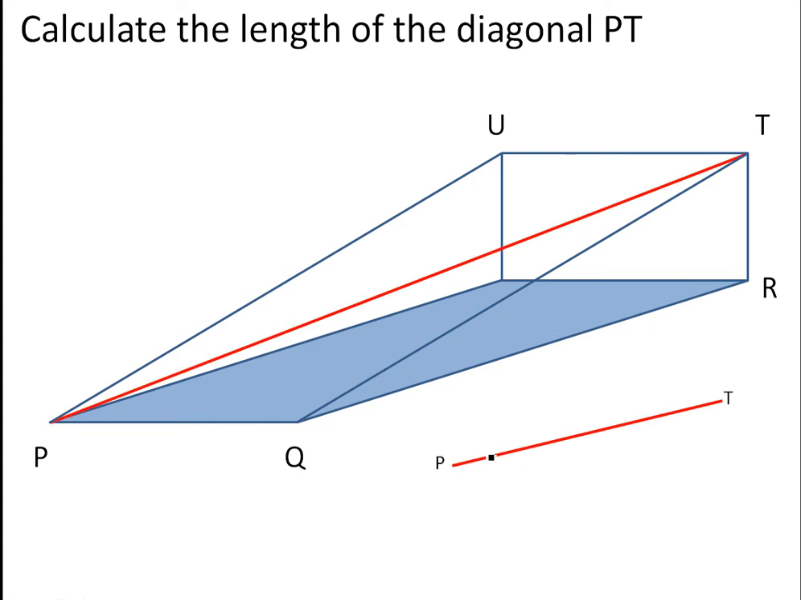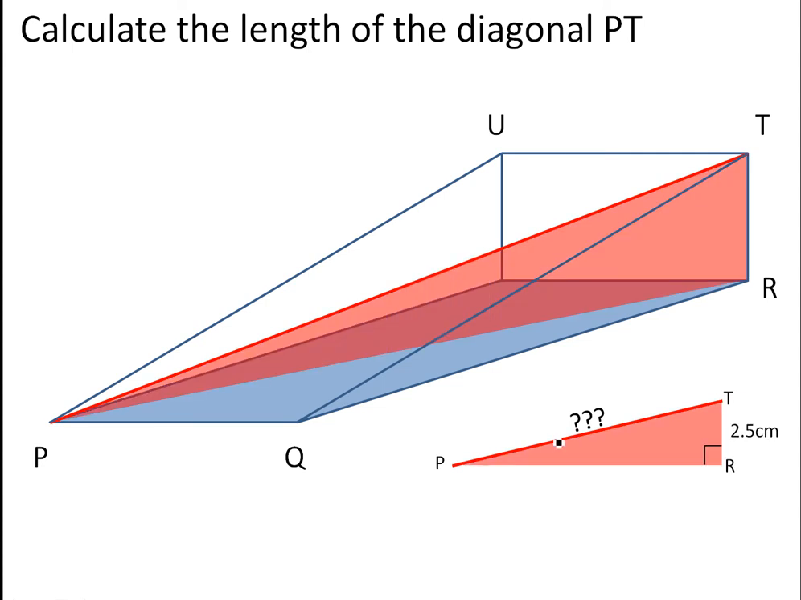Down here, I've also drawn a 2D version so that we can see what's going on, and we're trying to find that length there. Well, usually this is going to come down to some kind of right angled triangle. So there it is, and I've put in the information P, T and R, and that side there, TR, measures 2.5 centimeters. Okay, all very good.